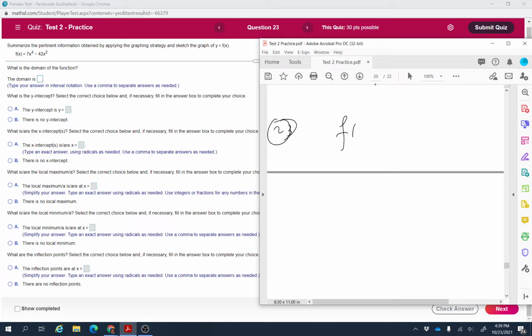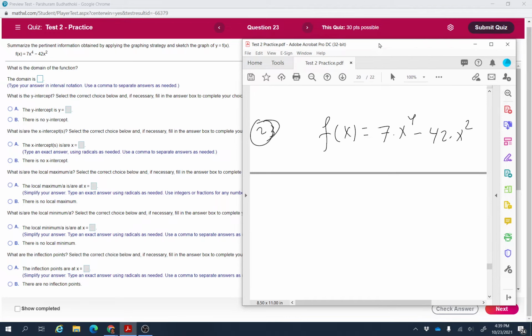The function is 7 times x to the power 4 minus 42 times x squared. When I'm doing this problem, I'm trying to save time so that my video would be shorter. That's the reason I do it fast, but you don't have to do that. You have enough time while taking the test or this practice test.